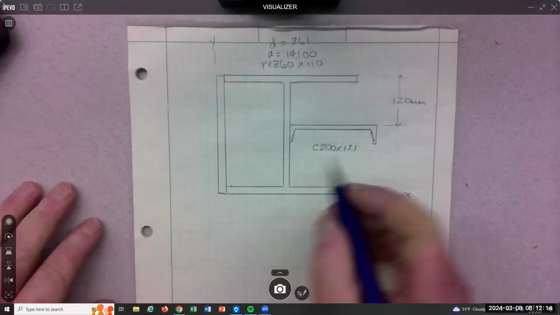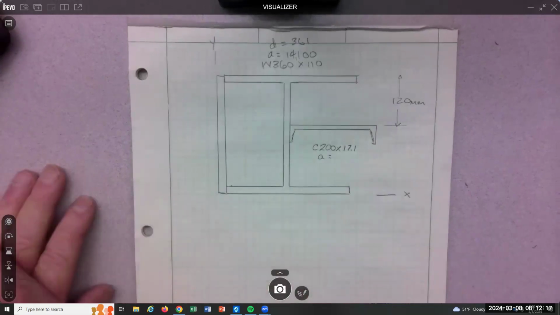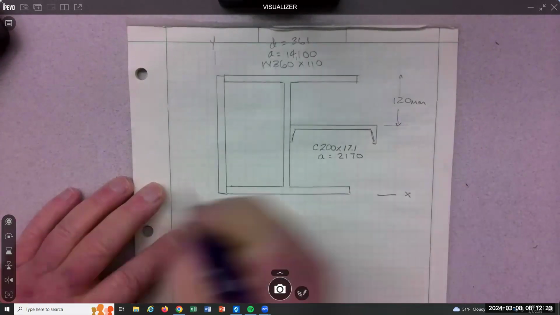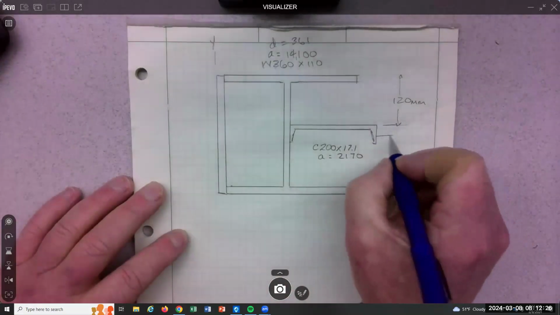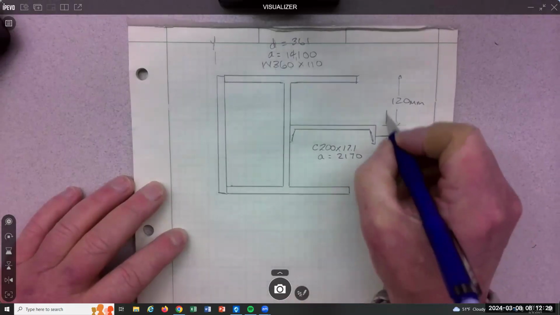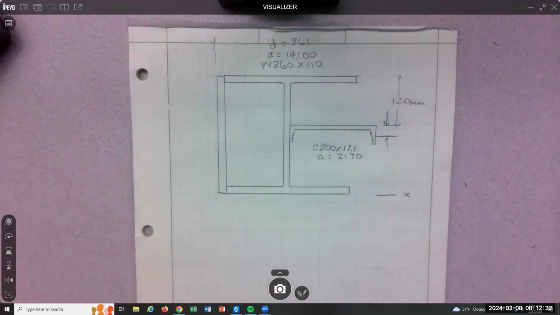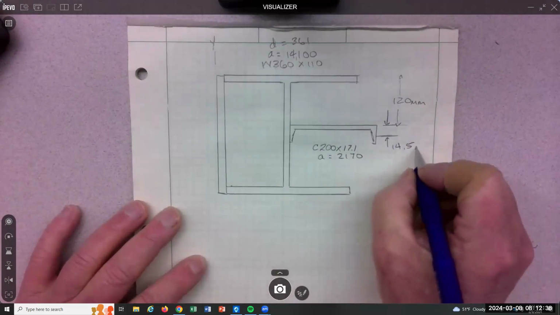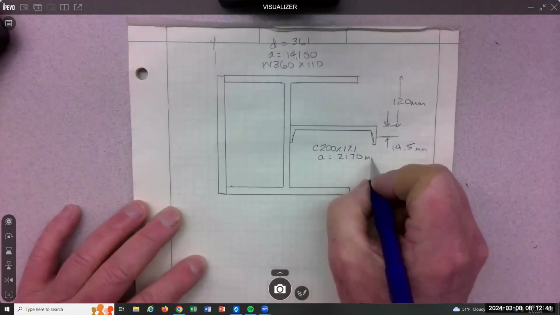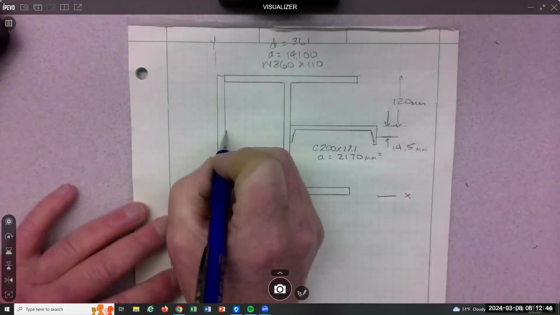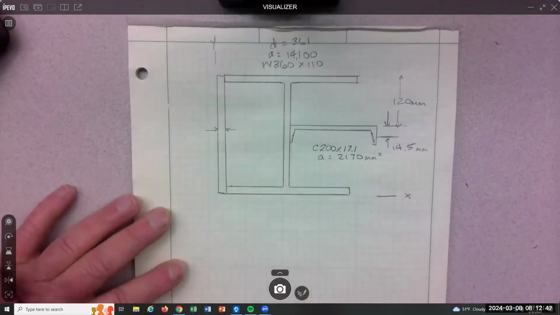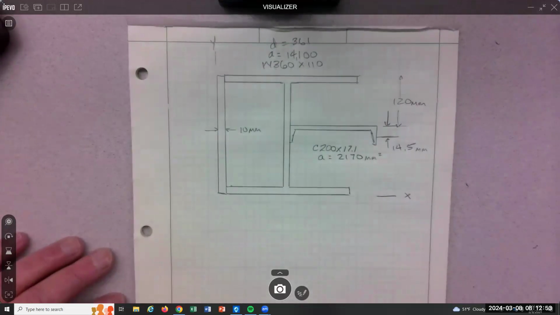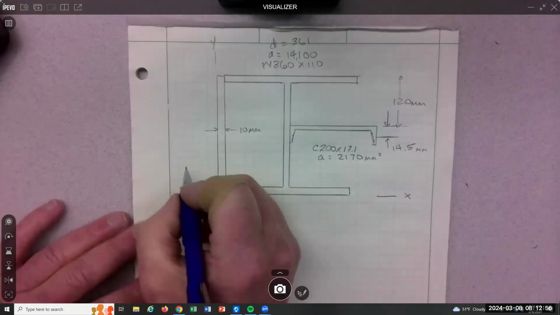And then what about the C shape? What's the area? 2170. And then what is its distance to its centroid, its X bar in the Y position? How much? 14.5. These are millimeters, and these are millimeters squared. And this plate, how wide is it? 10 millimeters. And then the assumption is how tall is it? 361 is what I would say, yeah.